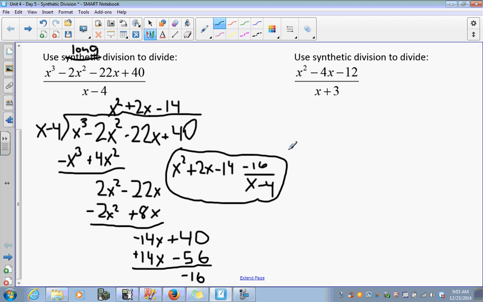Okay, now let's move on to this second example, x squared minus 4x minus 12 divided by x plus 3. So let's set it up, x plus 3.